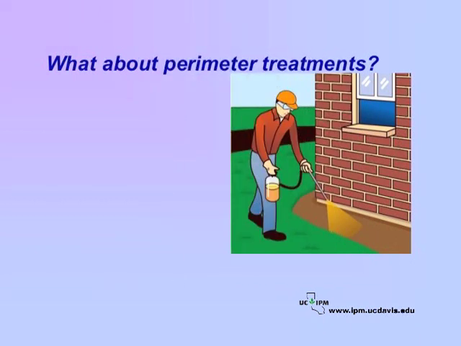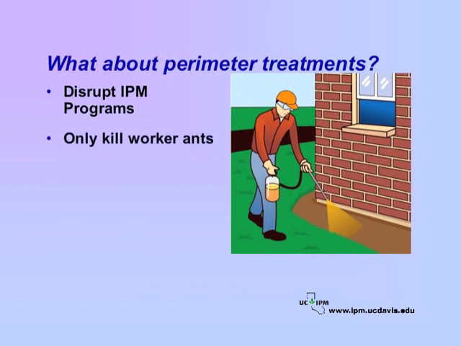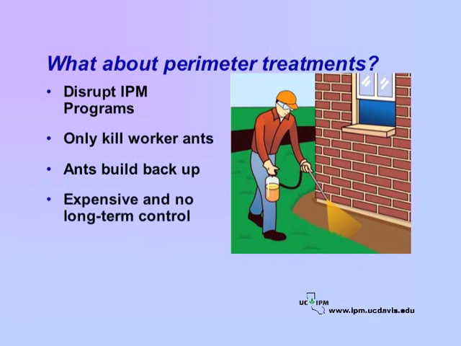Many pest control companies suggest monthly treatments of insecticides around the perimeter of buildings to prevent invasions. However, spraying will disrupt your IPM program. Spraying around the foundation kills worker ants without killing the colony. These treatments may appear to knock down the population, but ants will build back up and invade again. They are also expensive and do not provide the long-term control that baits, in combination with exclusion and sanitation, do. Perimeter treatments also pose a threat to the environment. The runoff can get into storm drains, creeks, and streams.